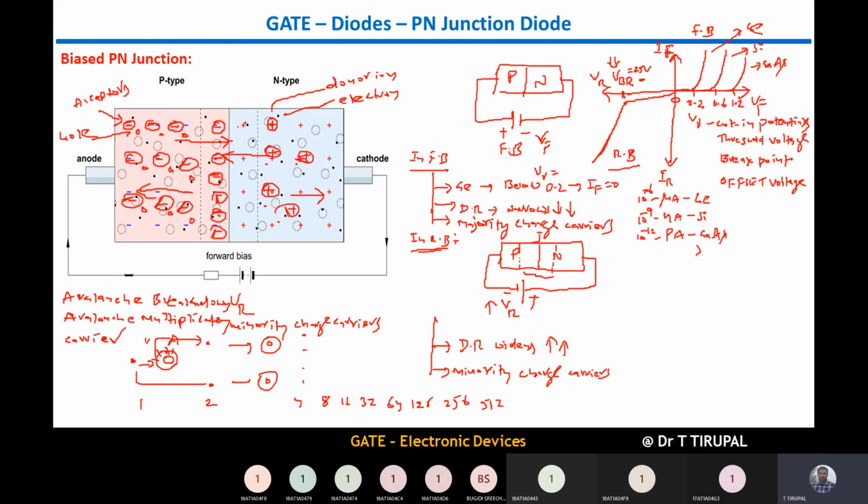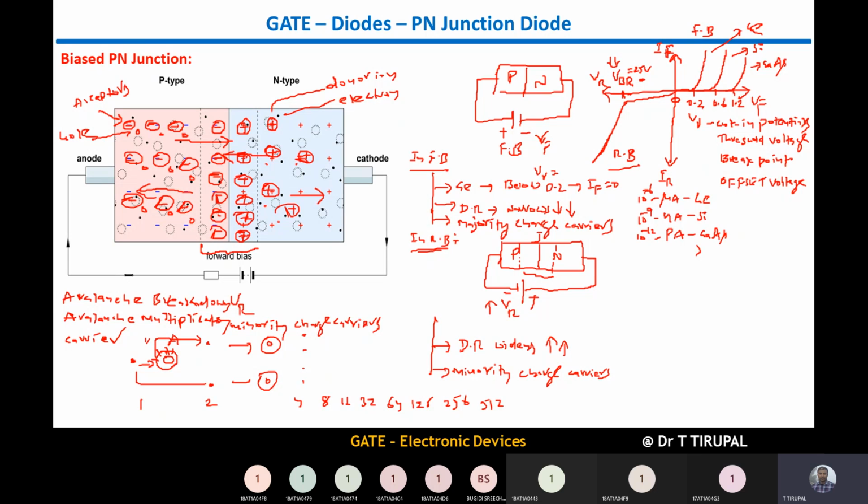It is just an immobile charge, which is a positive immobile charge, because the electron is getting recombined with the hole nearby, near the junction. So therefore only positive charge is present here, as you might have studied in the last class. So this is called the depletion region.